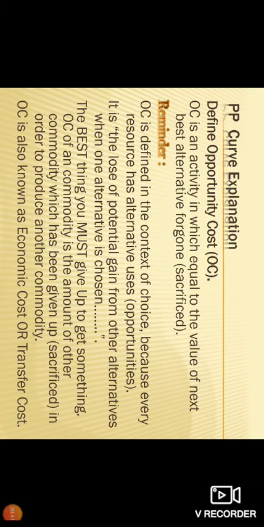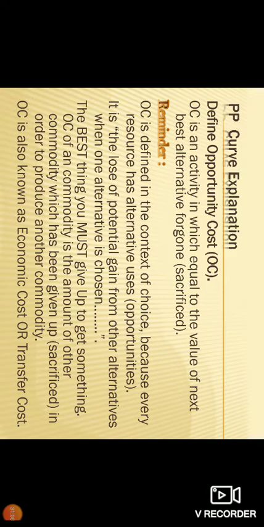You have understood MRT. Now, define opportunity cost. There may be one more question. Opportunity cost is the value of the next best alternative that is foregone. It means to produce one, you have to sacrifice another. The best opportunity has been sacrificed.